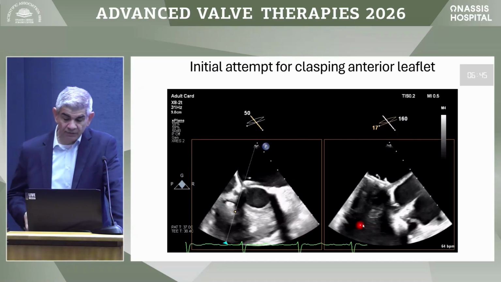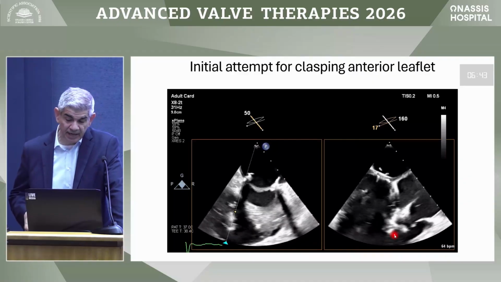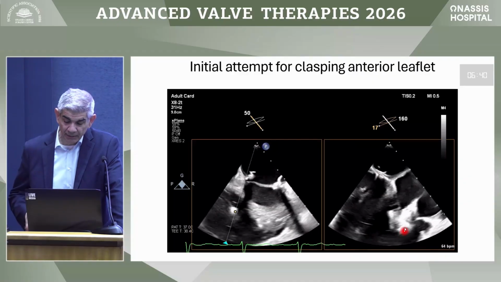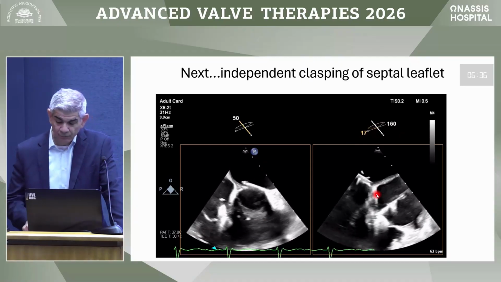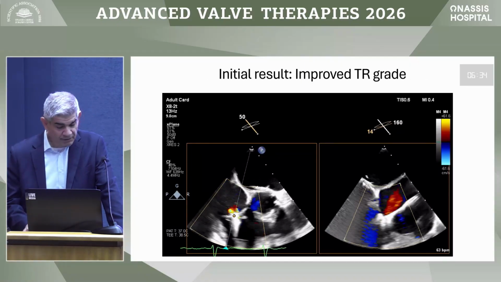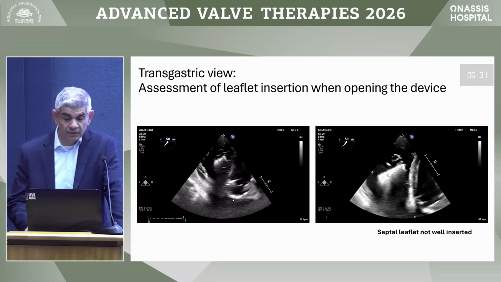Here we moved that below the valve, and we're focusing on the independent clasping of the lateral leaflet first, and we can see it here. And then we move on to the septal leaflet here for clasping. We close the device. We have an initially good result. We want to confirm good leaflet insertion.